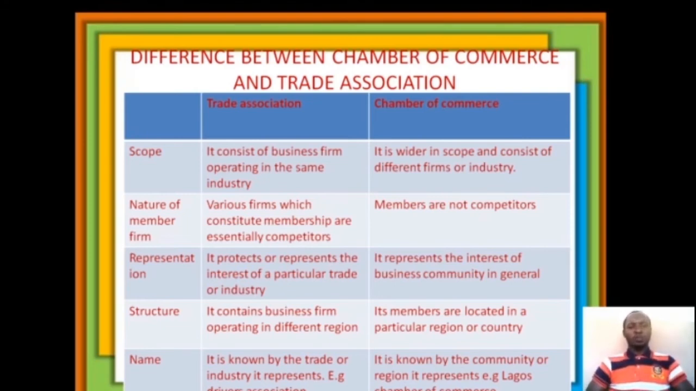Then, representation. A trade association protects or represents the interest of a particular trade or industry. Here, if we have the yam sellers in this association, what they will be thinking of or doing is to see how they can promote the sales of yam in that community or in the country, as the case may be. This is their concern. They are not promoting those selling garri. They're not promoting those that are selling okra or whatsoever. They are only concerned about those that are selling yam. This is their focus. This is their interest.